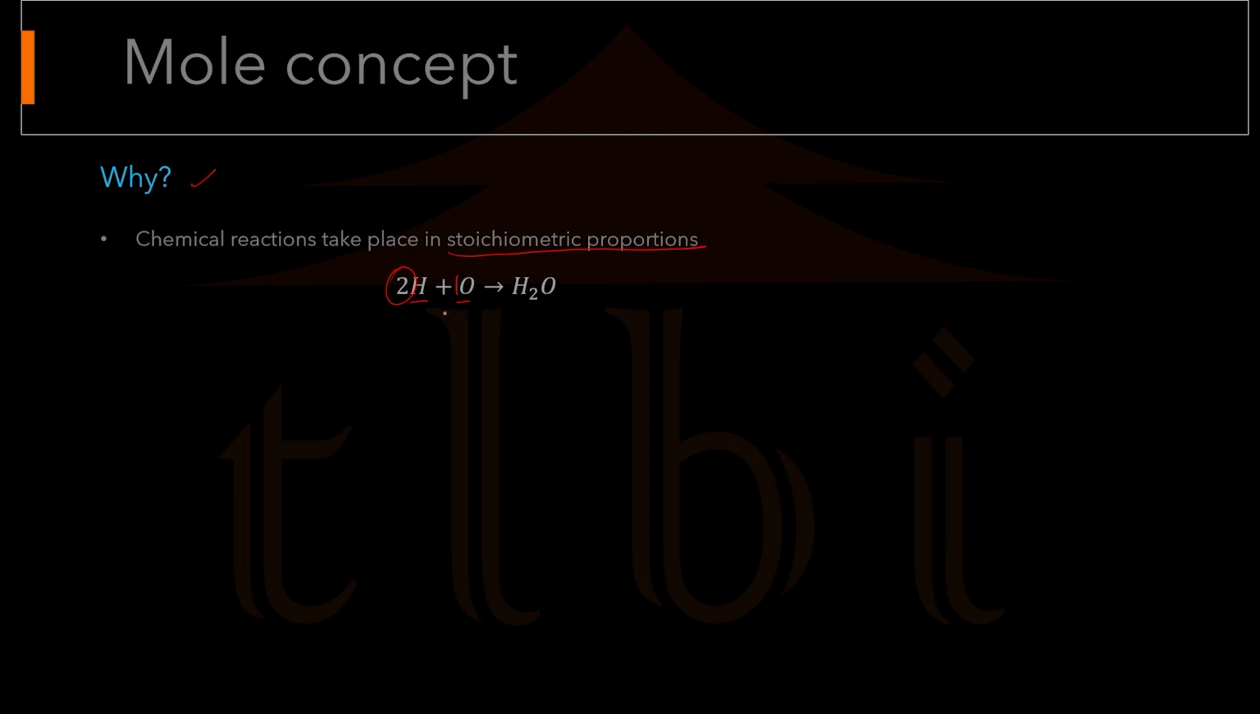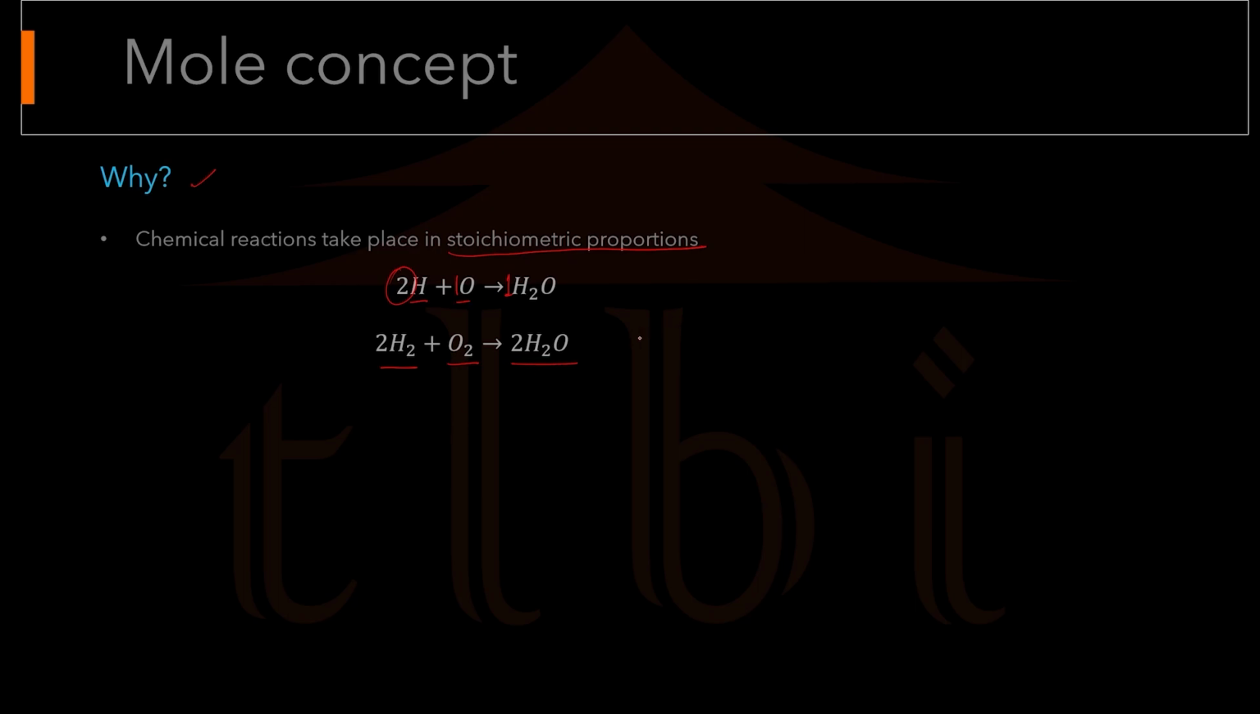For example, what you can see here is two hydrogen atoms react with one oxygen atom and form one molecule of water. If a number is not written here, that means the number is 1. Now obviously hydrogen doesn't stay in atomic form, so the reaction can be rewritten as 2 hydrogen molecules react with 1 oxygen molecule and form 2 molecules of water.